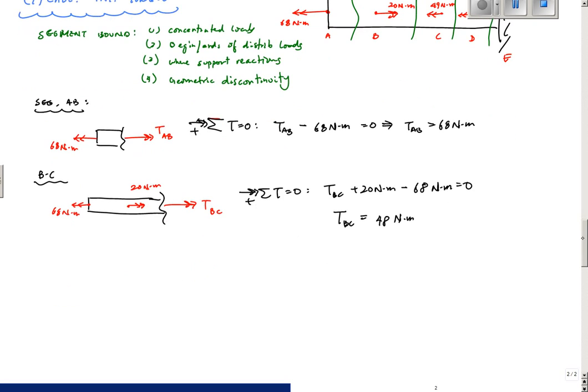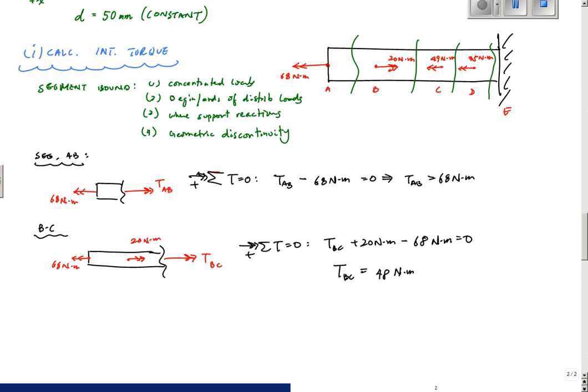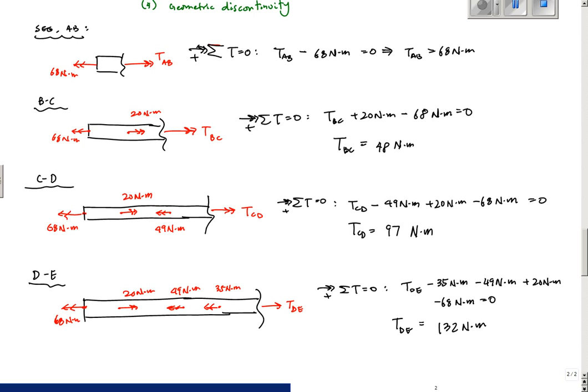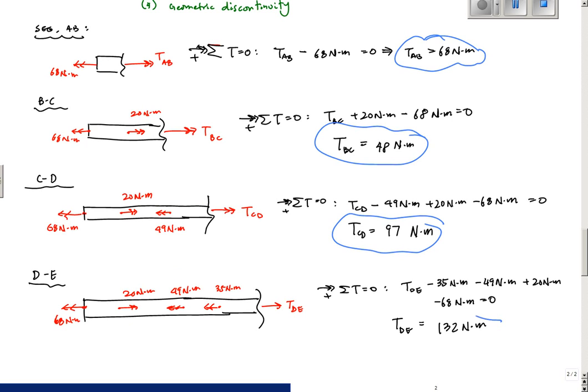And then the same thing, we keep repeating it. Segment CD. So I'm going to pause here, give you the equations for segment CD and DE, and then we'll continue. All right, so here are my internal torques. I have AB, 68 Newton meters, segment AB. Segment BC has 48 Newton meters. Segment CD, using my equilibrium equations for these free body diagrams, I got 97 Newton meters for CD and 132 Newton meters for DE.